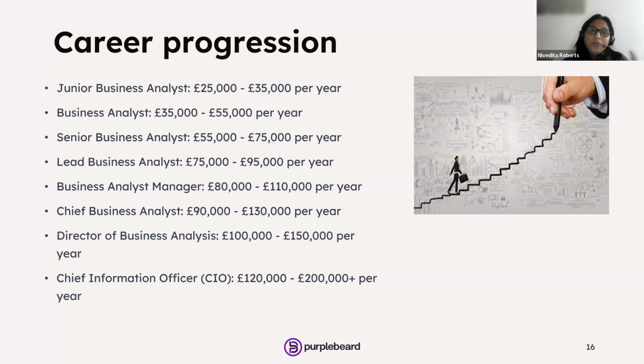Well, with career progression, this is how it is. You can start off, for participants who are trying to dip their toes for the very first time into this domain, in junior roles. This is what the pay scale is like. You can start off as a junior analyst and then eventually land up as a chief information officer with a really nice fat paycheck.